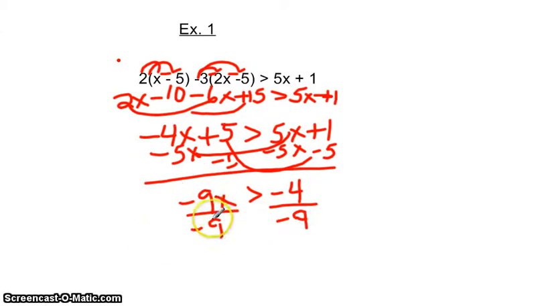And this is where that rule when you're solving inequalities takes place. I am dividing by a negative number. And if I divide by a negative, I'm going to reverse my inequality symbol. So I'm going to have x is less than negative 4 divided by negative 9, which is positive 4/9.